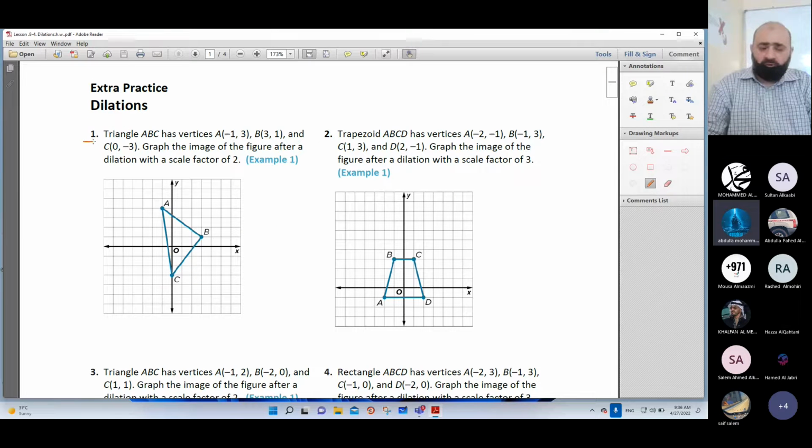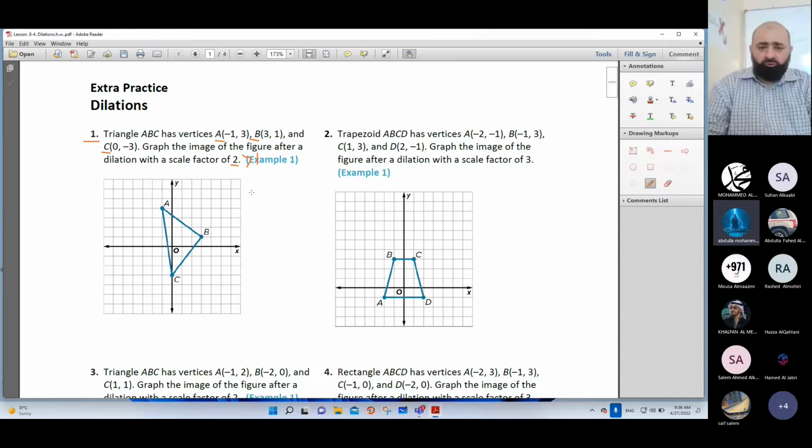This is the homework I will send to you today, inshallah. Solve it and resend it to me in Teams. I want all of you to work on this homework. At least, please solve at least 5. Triangle ABC has vertices A, B, and C. Graph the image of the figure after the dilation with the scale factor 2. And when the scale factor is greater than 1, it means you have an enlargement.